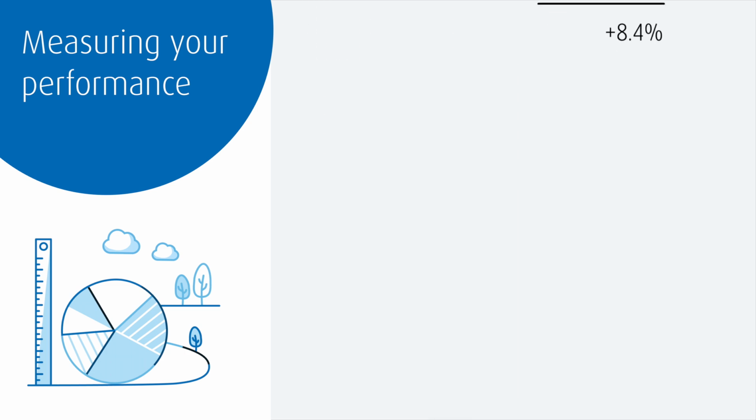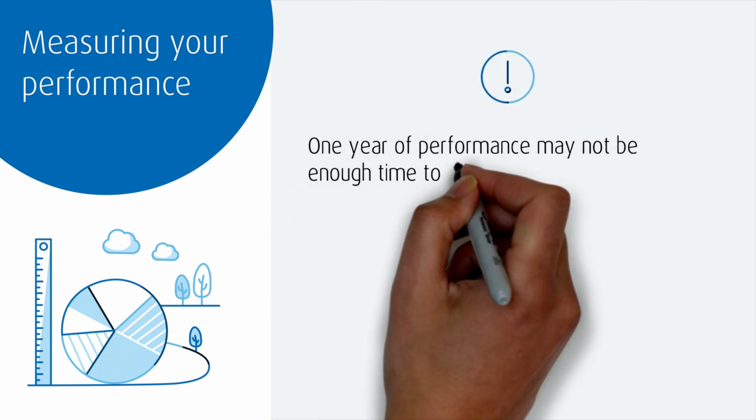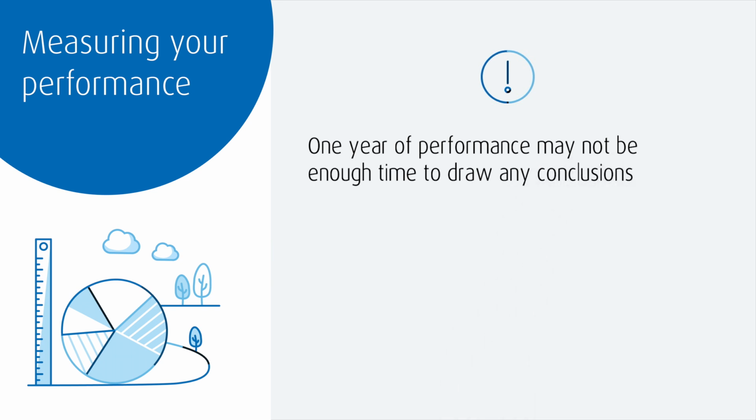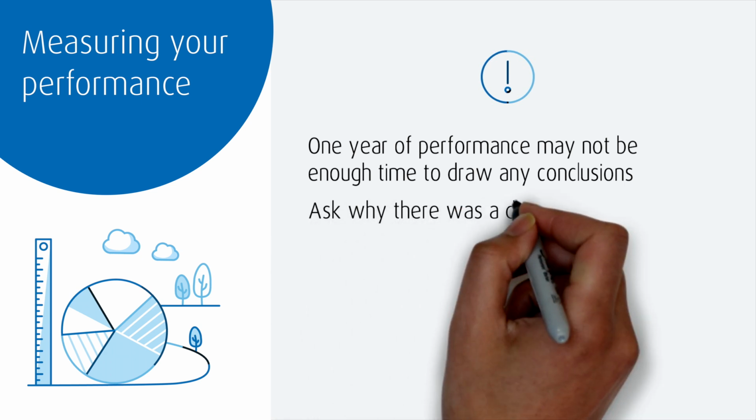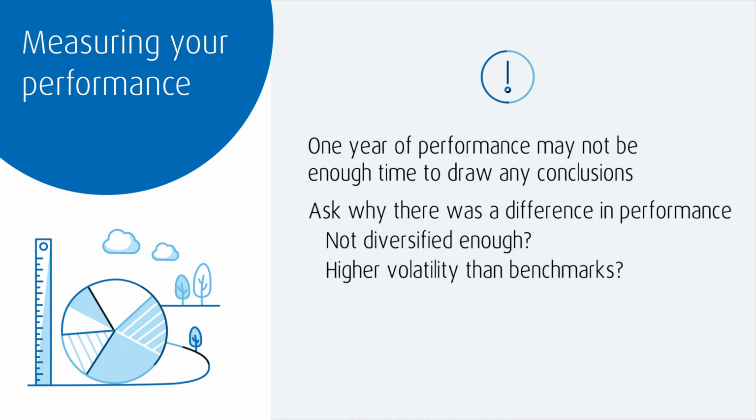There are a couple of things to keep in mind. One year of underperformance or outperformance may not be enough time to draw any conclusions. You'll want to review your performance every year and also look at longer-term periods of comparison as well. Underperformance or outperformance of your overall portfolio or for the individual asset classes may suggest you need to look at your portfolio more closely to see why there was such a difference in performance. Are you not diversified enough? Are you only exposed to higher volatility investments from within these asset classes?